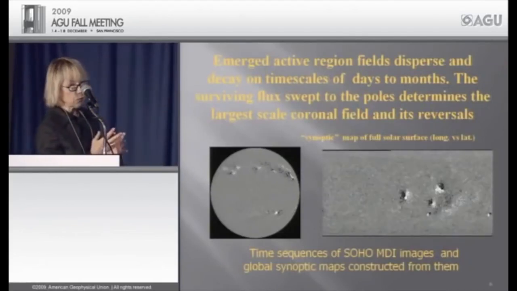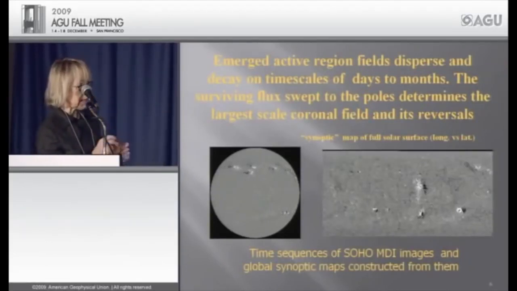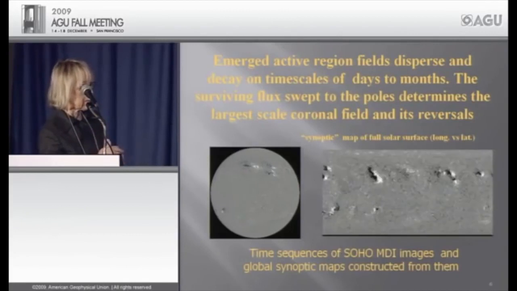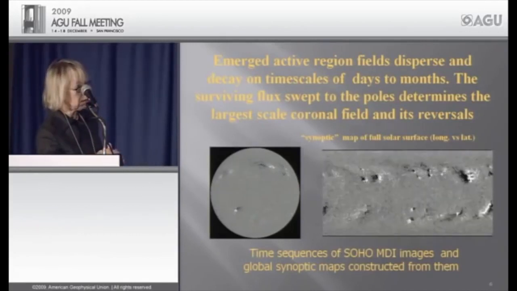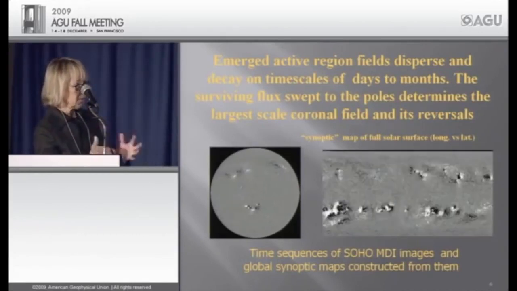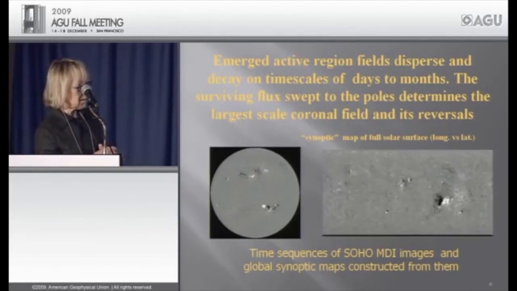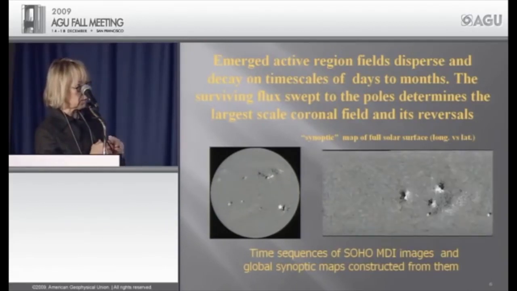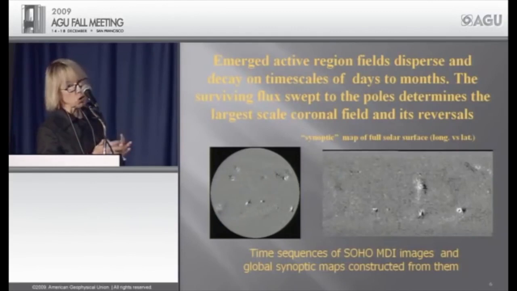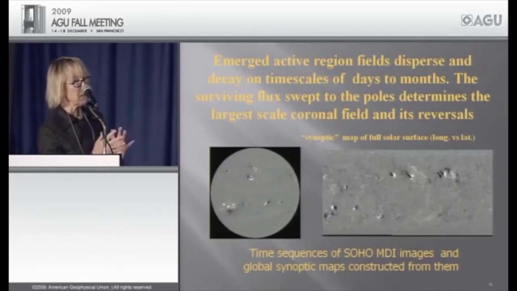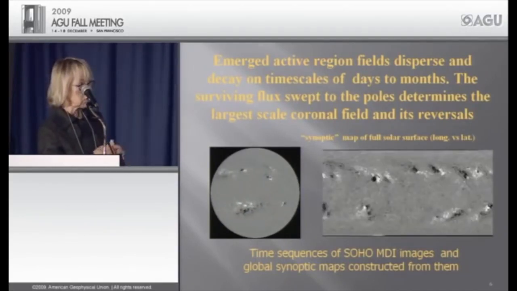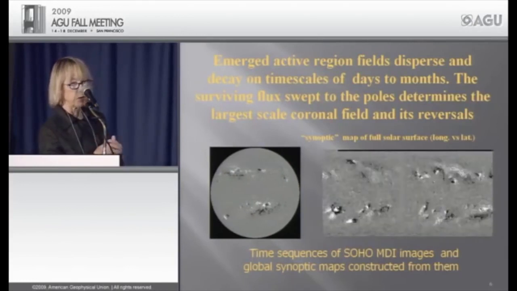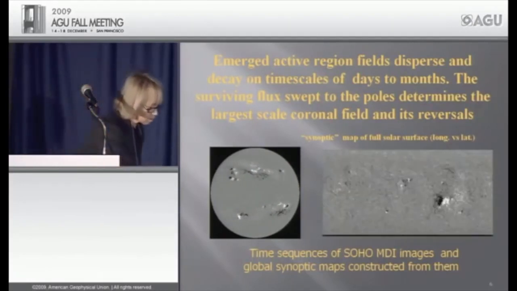Now, these emerged active region fields disperse and decay on the surface of the sun on timescales of days to months. The current understanding is that the surviving flux that's swept to the poles determines the largest scale fields in the corona that affect the interplanetary medium and also are responsible for the polarity reversals that we see.